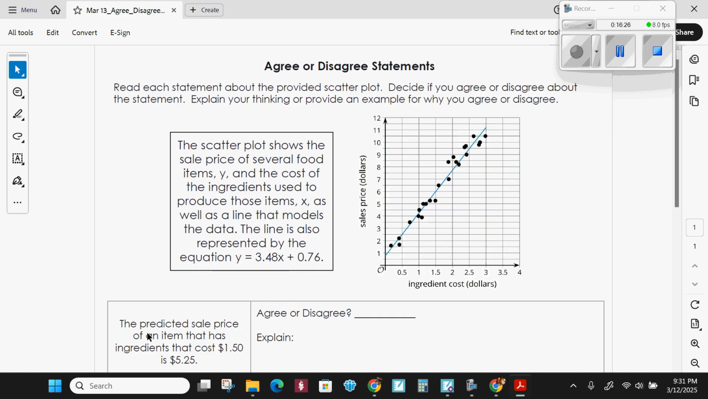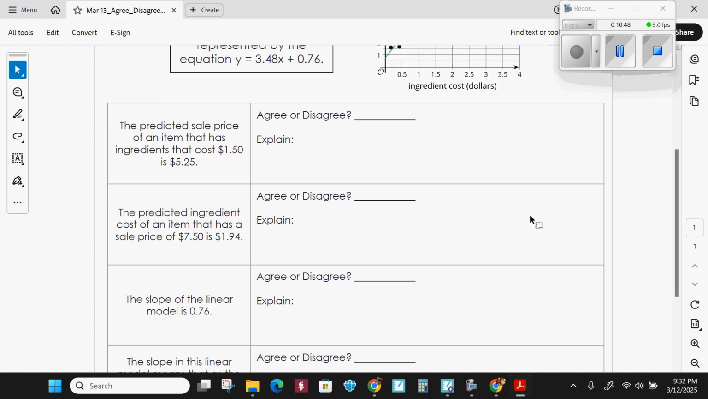Okay, so they're going to ask you to agree or disagree with some statements about this model. Again, we're using the equation, so make sure you plug it in, solve for the y if you're given the ingredient cost, solve for the x if you're given the sales price, and find your values using your equation and explain what you have.